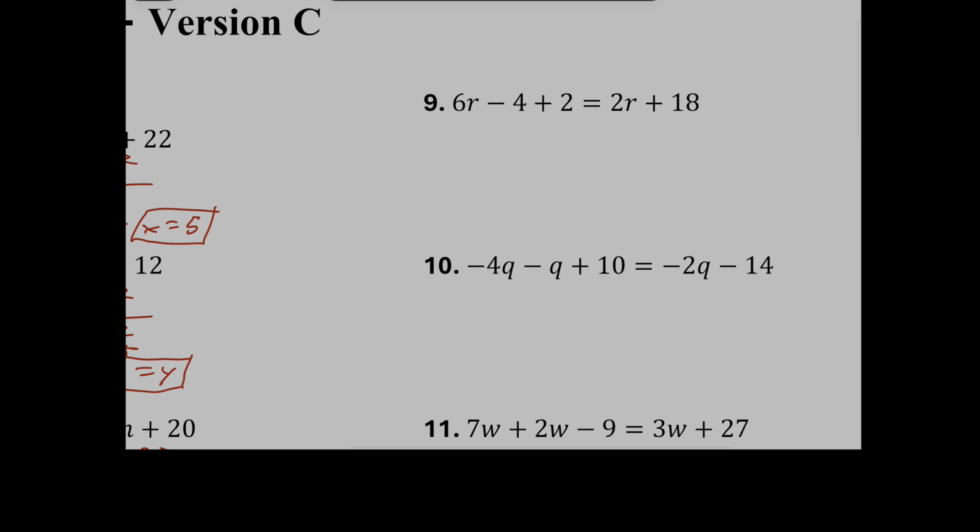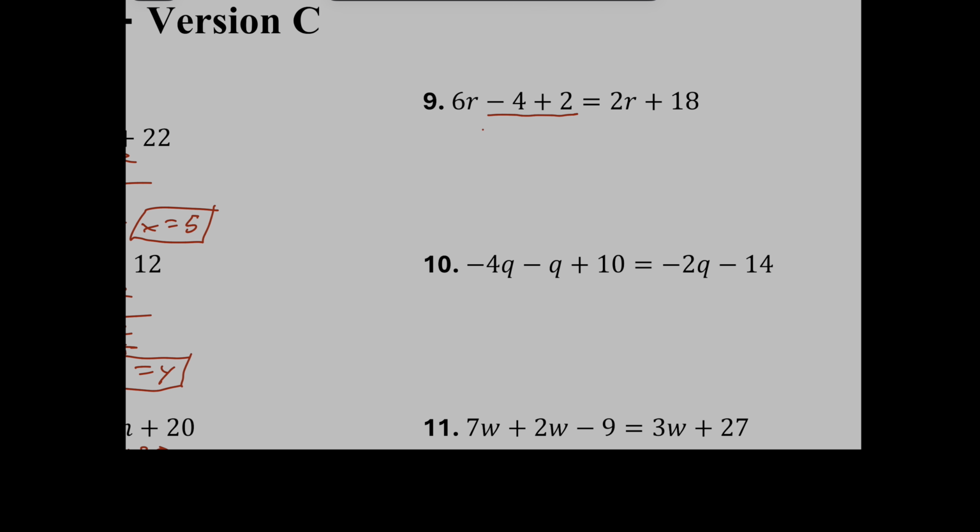All right. Number 9, is there anything to combine on either side? And the answer is yeah, I've got two numbers here. So 6r, now it's negative 4 plus 2. Signs are different. Subtract, keep the sign of the bigger number, which is negative, equals 2r plus 18.